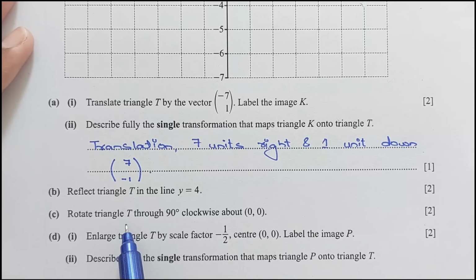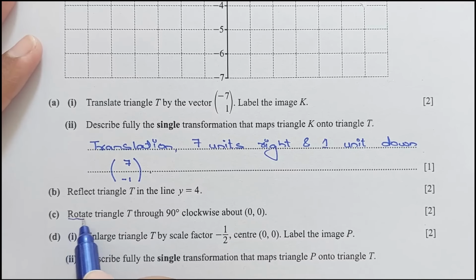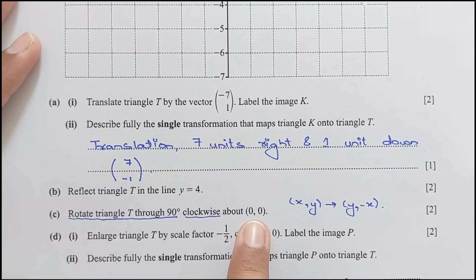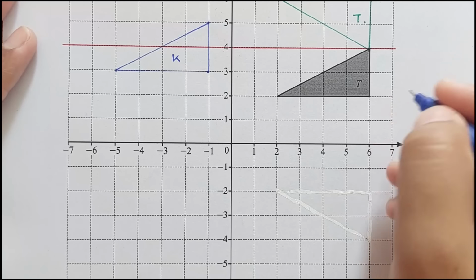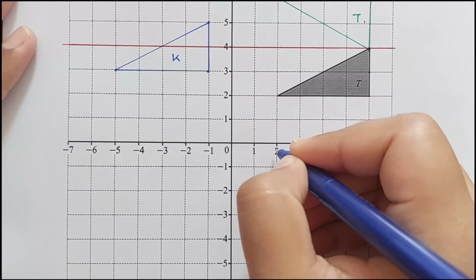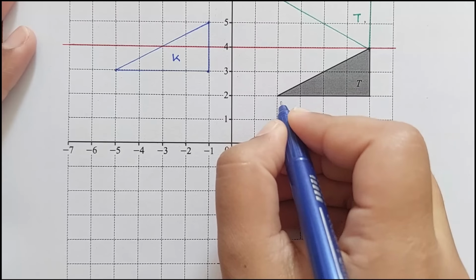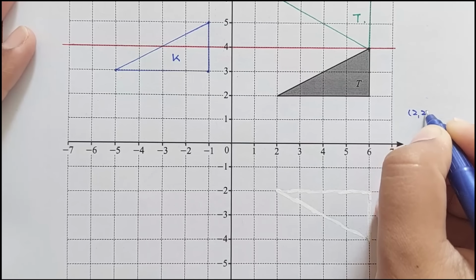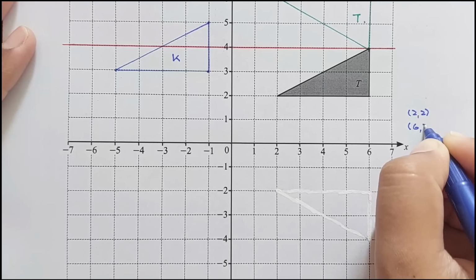Now for part C, rotate triangle T through 90 degrees clockwise about the origin. The origin is (0, 0). When doing a rotation of 90 degrees clockwise, the coordinates (x, y) change to (y, -x) when it is about the origin. This formula is only valid for the origin. So we have this coordinate (2, 2), and this coordinate is (6, 2).